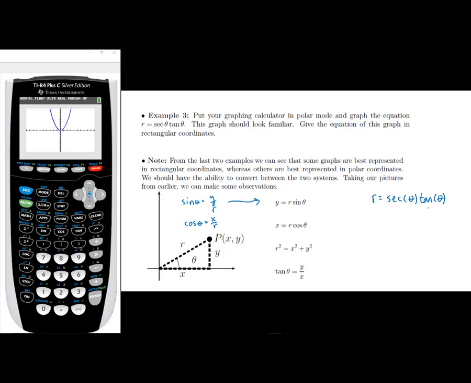All right, so over here we have, I think, quite a bit to work with. So first of all, everything's in terms of sines, cosines, or tangents. So this secant I'm not really thrilled about working with. So let's just go ahead and rewrite that as 1 over the cosine of theta times the tangent of theta.